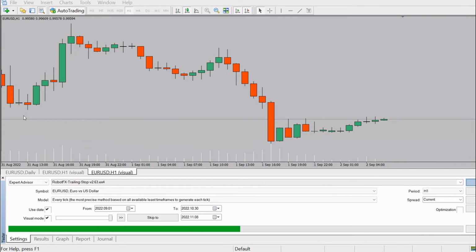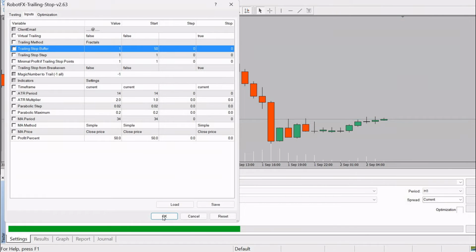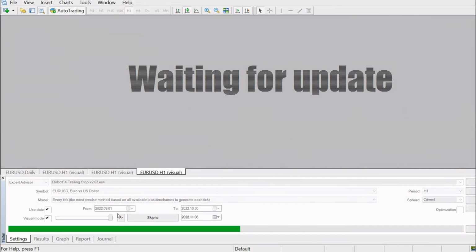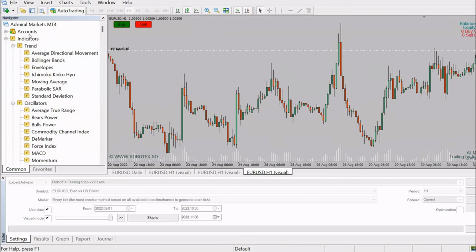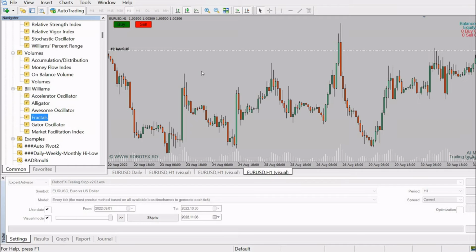Now another method to trail the price is using the Fractals indicator. I don't remember if the expert advisor is drawing the Fractals indicator on the chart or not, or we have to add it. Probably doesn't.